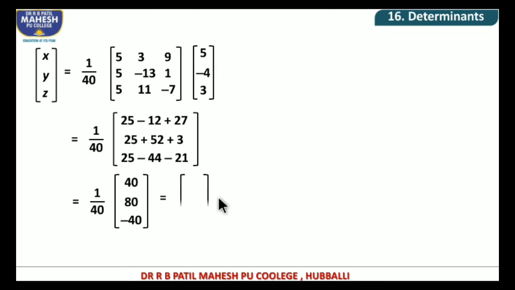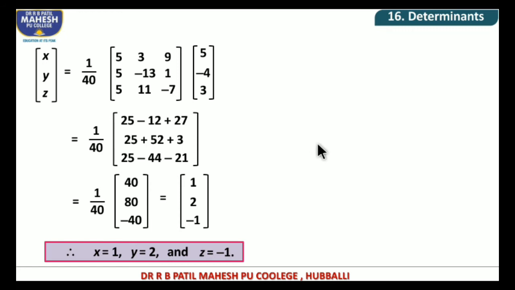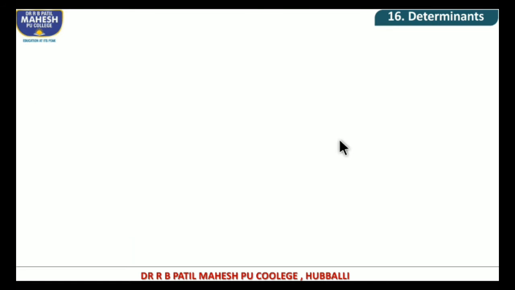Therefore we have 1, 2, minus 1. So this is the column matrix which is equal to the column matrix XYZ. Therefore we have X is equal to 1, Y is equal to 2, and Z is equal to minus 1. So this is the solution for this given system of equations. Similarly we go for one more example.